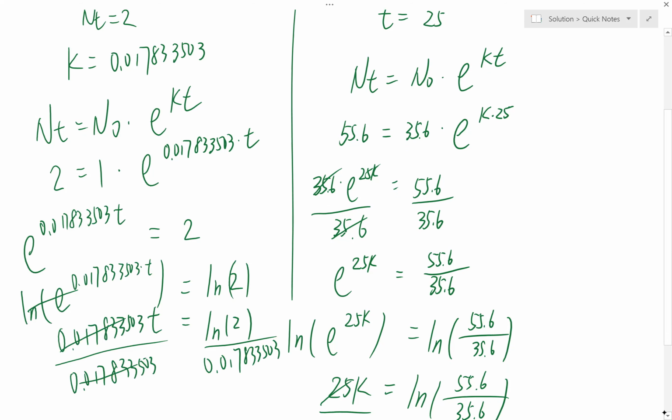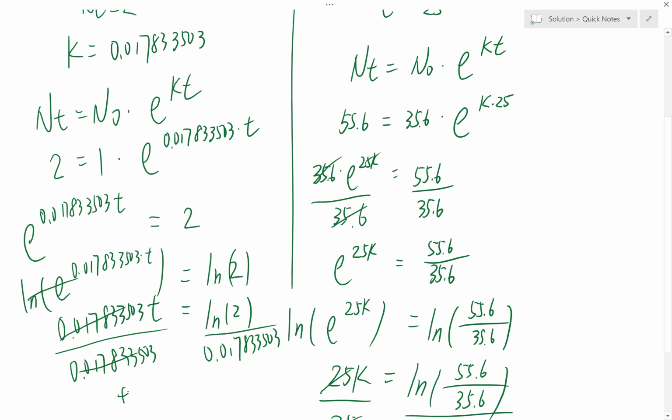And let's see what the time is. You can round it to 1 decimal place in terms of years. And let's see what that is. LN of 2 divided by 0.017833503. And this turned out to be 38.9 years, approximately.